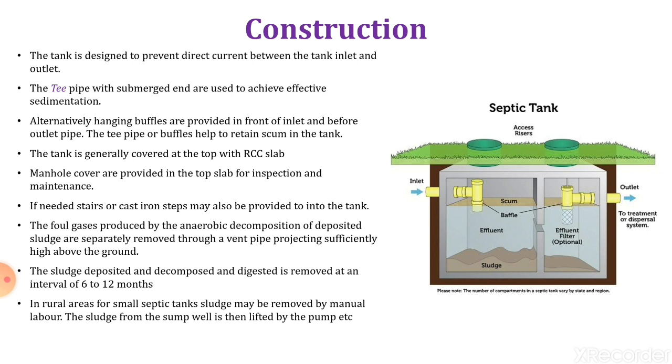Due to this, the velocity will decrease. All the sludge or organic matter present in the wastewater will start settling, and in the presence of anaerobic bacteria, the digestion or decomposition will take place. The foul gases produced in the tank will be taken out from the vent pipe which is provided. Again, at the top, the access risers are also provided. From the outlet, the treated water effluent is taken out. So, this is the general construction of the septic tank.